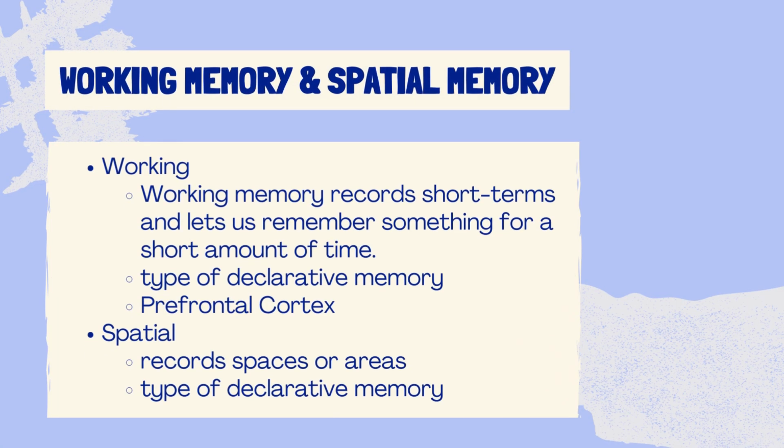Next, we're going to be talking about the other two types of declarative memory. Spatial memory actually does not fall into a different category, it's spread out throughout the three categories: semantic, episodic, and working memory. Working memory basically records short term memories and lets us remember something for a short amount of time. This is controlled by the prefrontal cortex. Spatial memory records spaces and areas, or shapes and that stuff.